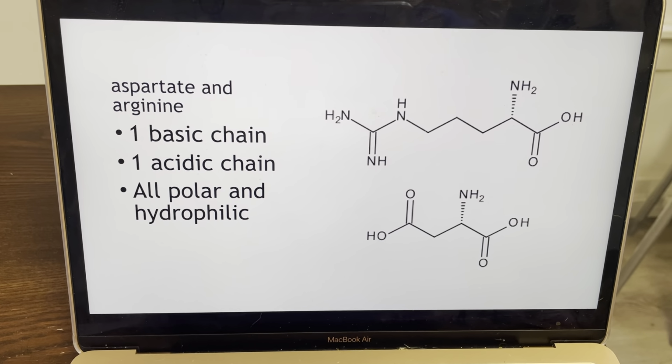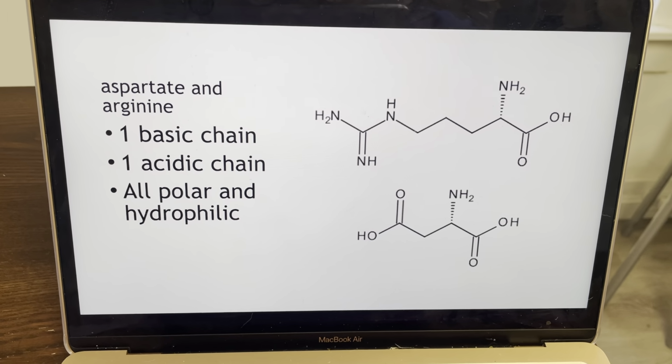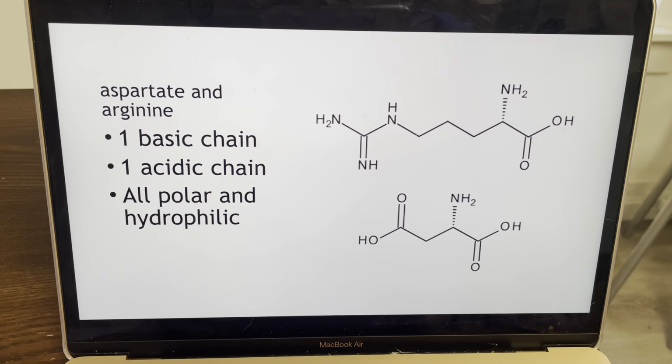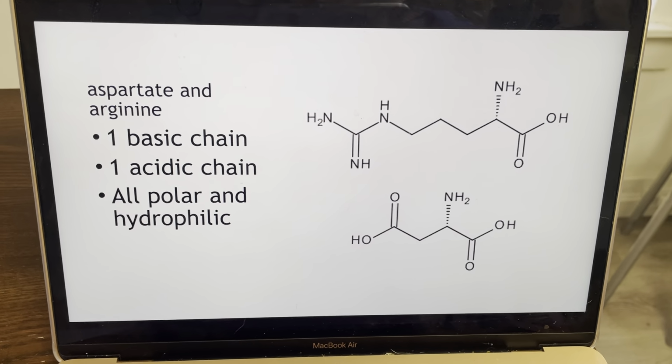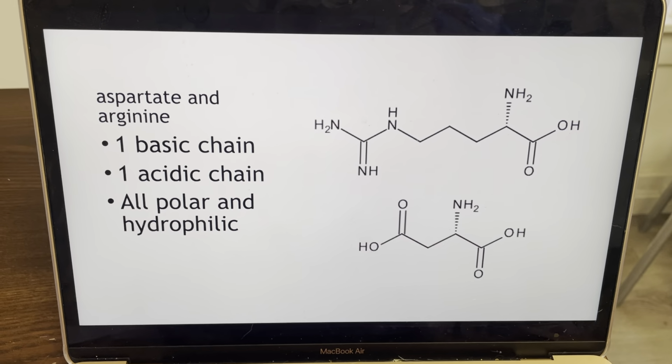Like I said, they're both the same, but for this one, it has one basic chain and one acidic chain, and they're all polar and hydrophilic, so it does act like the leucine.